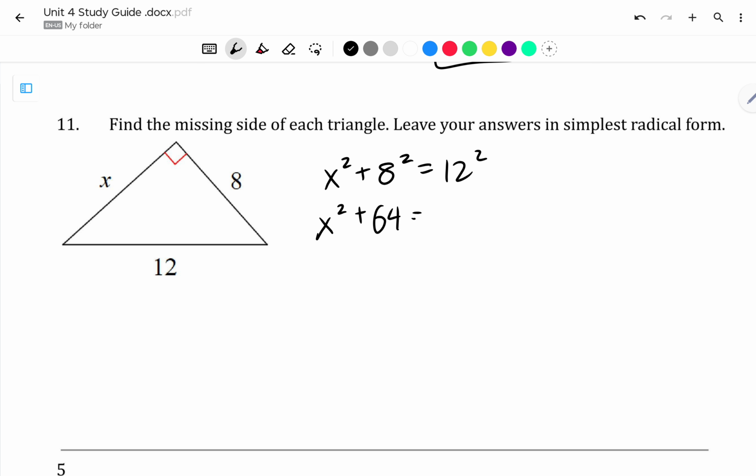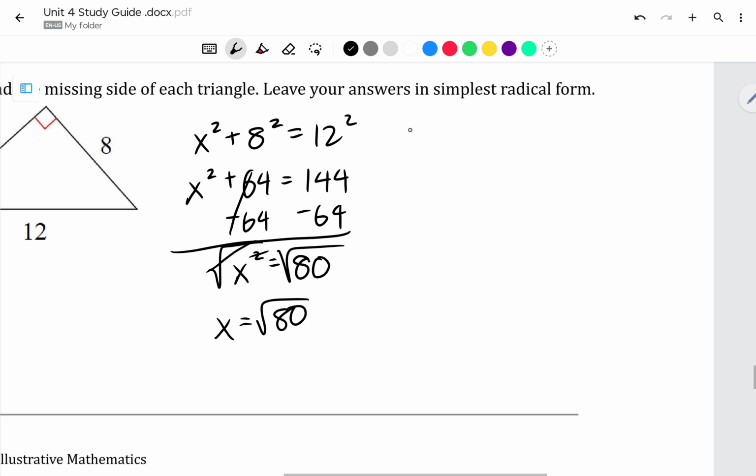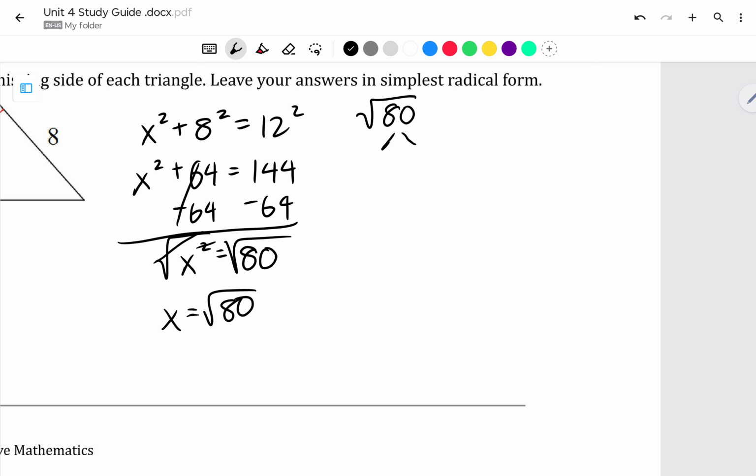8 squared is 64. 12 squared is 144. Right? Minus 64 on both sides. That's going to be 80. I'm going to double check. Perfect. And then how do you get rid of the exponent? You square root both sides. That's going to be x equals square root of 80. Remember, you got to break down the 80. If you don't know how to do this, watch the other video on simplifying radicals, simplifying square roots. I posted this video a while ago.